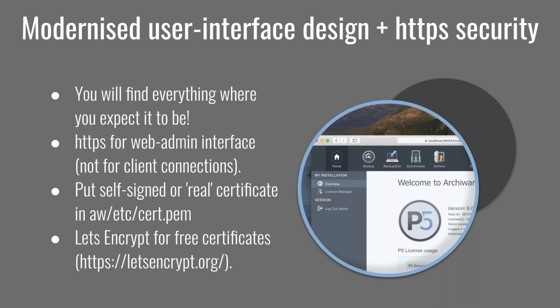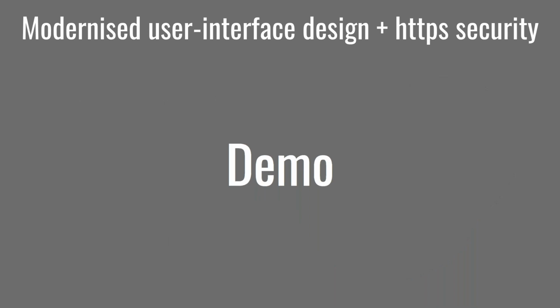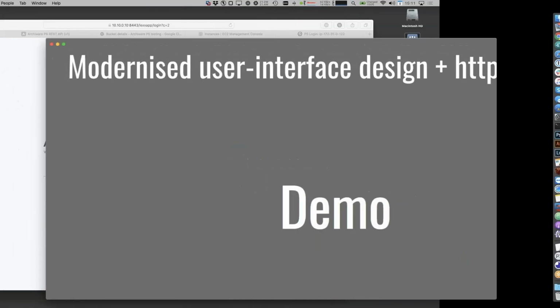So if you're administering your P5 server from a remote location, maybe over a public internet connection, then you can put a secure certificate on your P5 server, whether that's a self-signed cert you made yourself or something real, maybe a free one from Let's Encrypt, which is quite a useful way of getting a certificate. And this goes into a location in the P5 configuration so that you can have your own certificate running in there. So what I'm going to do is just show you this live.